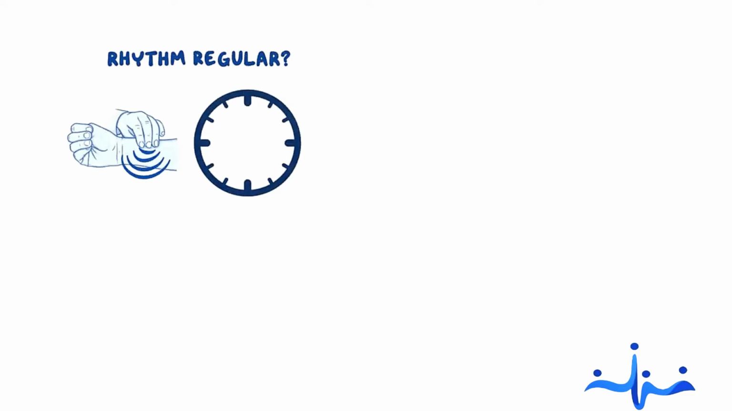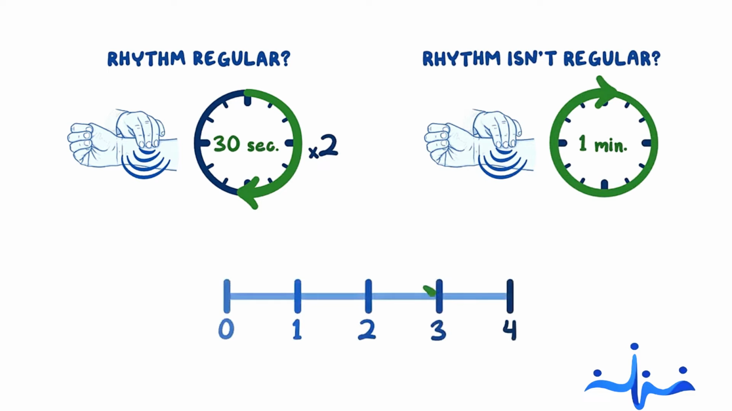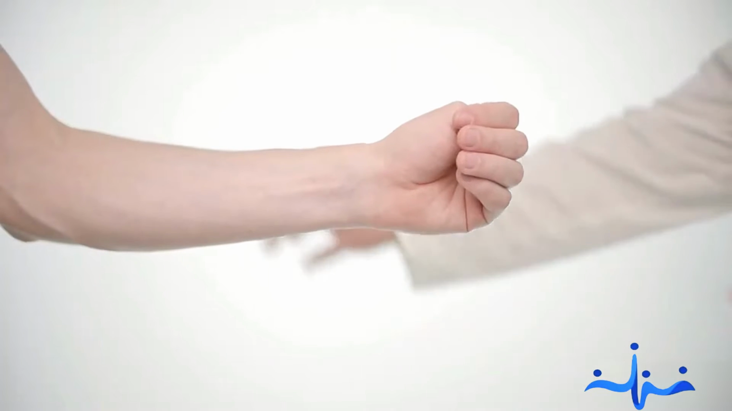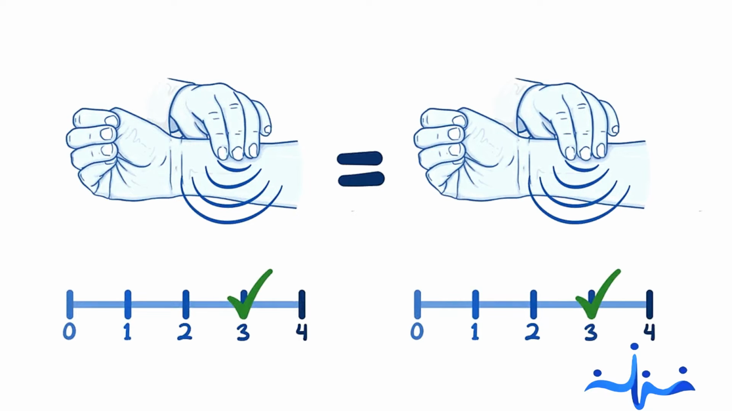Is the rhythm regular? If so, count how many beats occur in a 30-second window, and multiply by 2 to get the heart rate. If the rhythm isn't regular, count the number of beats in a full minute. While you count, assess the strength of Fred's pulse on a subjective scale of 0 to 4. Now check the other wrist to assess for symmetry. Both sides are equal on Fred, so both hands are receiving the same amount of blood flow.